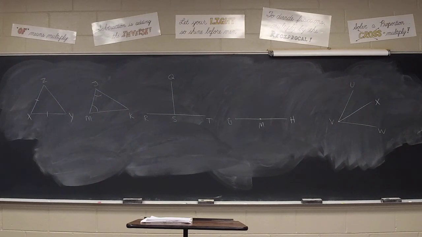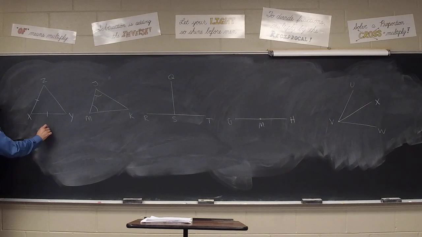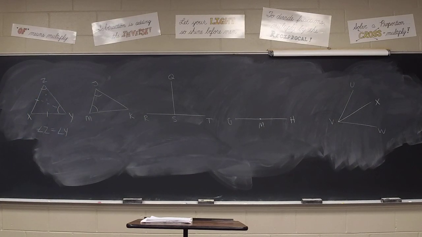All right, Abby, number 1, if I told you XZ equals XY, clang, what are you writing down? Angle Z equals angle Y. Angle Z, which is across from this side, equals angle Y, which is across from that side. How many said angle Z equals angle Y? My reason would be, if in a triangle 2 sides are equal, the opposite angles are equal, or angles opposite equal sides in a triangle are equal.